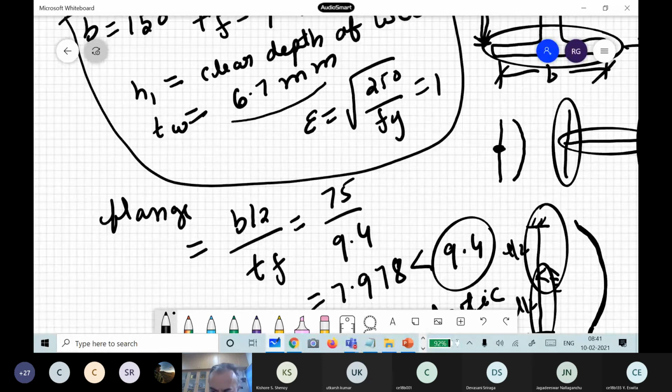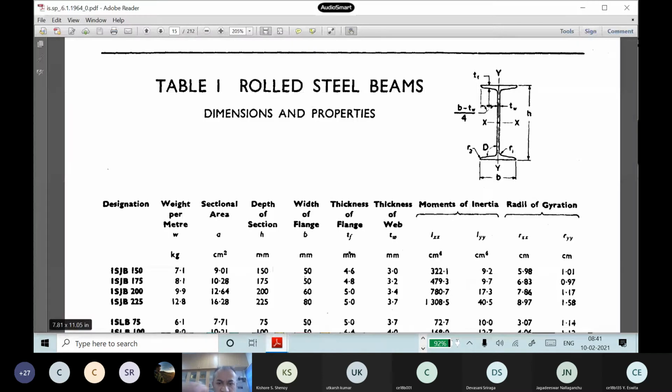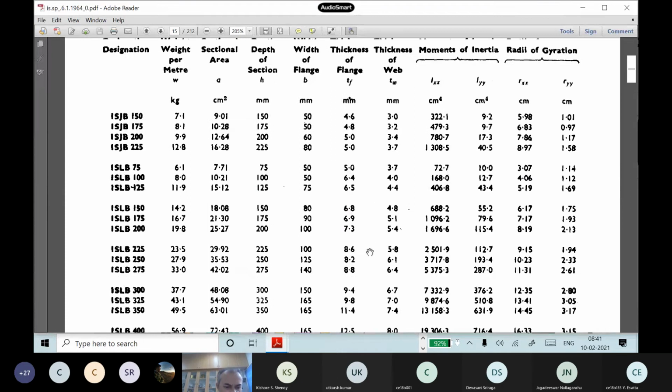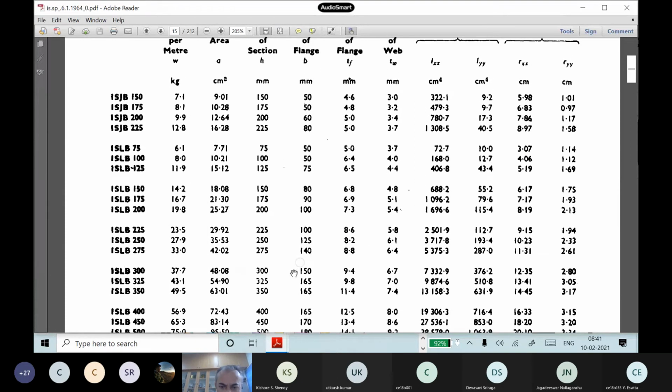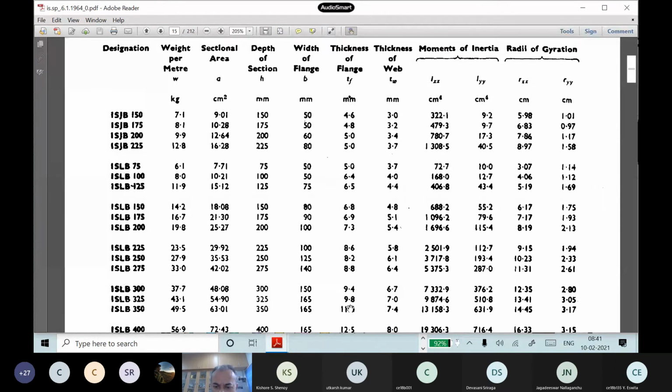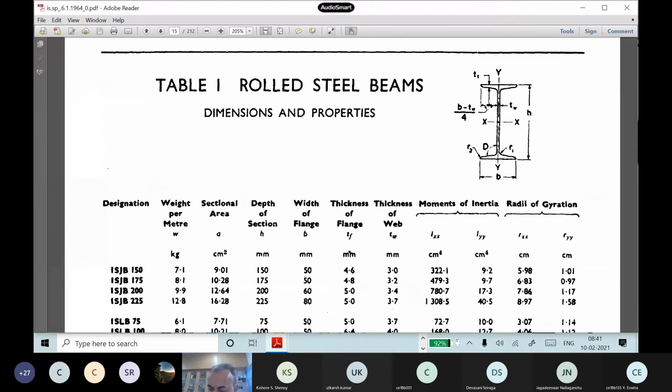Okay, we will open the code. That is SP, this one, right? ISLB you followed, right? What is that result? ISLB 300. So now this is a flange 150. Depth of the section was 300. And the thickness of flange is 9.4 and the web 6.7. These things we have used. Sir, now what we have used is H1, no?